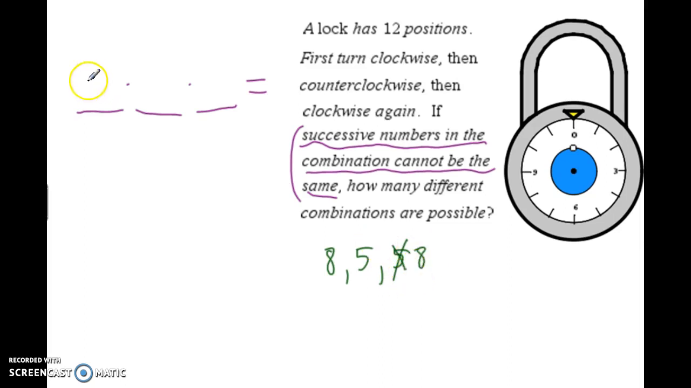So let's think through this. The first digit can be anything. There are 12 possibilities. There's 12 positions on the lock. Second number could be anything but the first number I chose. So if I chose an 8, the second number could be anything but an 8. It could be a 5, a 6, a 7, just not an 8. So there are 11 options there. And once I've chosen that second number, so I chose an 8 and a 5, we just established you cannot have that third number match the second number, just like the second number can't match the first number. There are only 11 options available once you've chosen that second number. So whatever that is would be your answer for this one. 12 times 11 times 11. Use your calculator, and that's how many different possibilities there are.